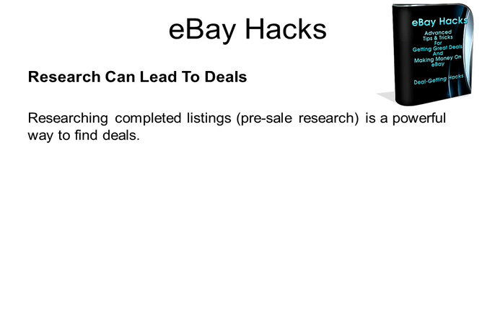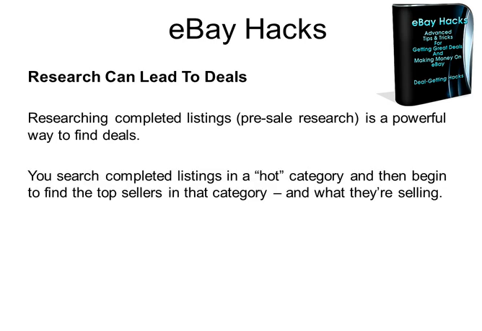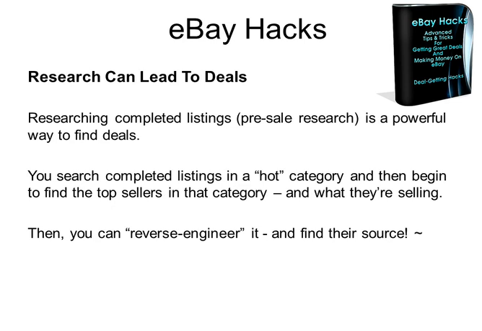By researching completed listings, or what I call pre-sale research, that's a powerful way to find deals. You search completed listings in a hot category, and then you begin to find the top sellers in that category, meaning the people who are doing the best on eBay in that category. Maybe they have really high feedback, or you notice that they're selling a lot of the same item. So you start to research what they're selling. Then you can reverse engineer it and find their source of products. And then you can start selling those products just like they are.